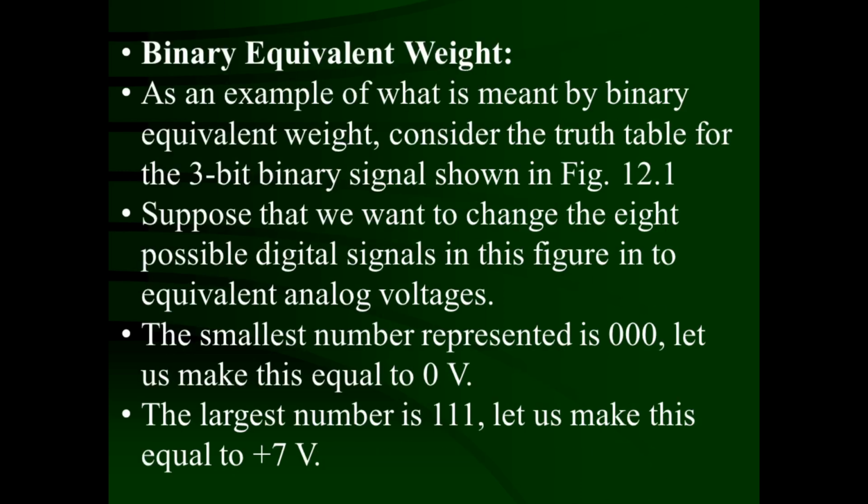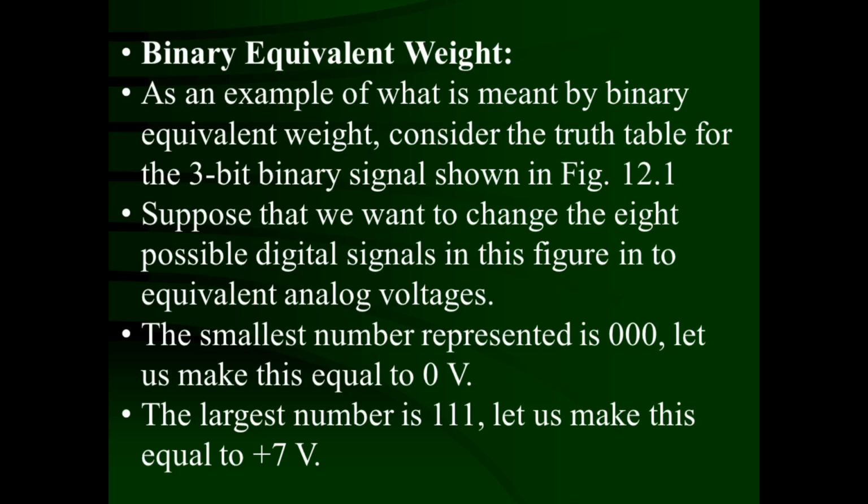Now, what is binary equivalent weight? You know that the LSB is the least significant bit, which has a binary weight of 2 raised to 0. Then when we move from the LSB toward the MSB, the second bit has a binary weight of 2 raised to 1, then 2 raised to 2, 2 raised to 3, etc. That is known as the binary position weight. Each digit in a binary number has its position value or binary weight. So this we have to study.